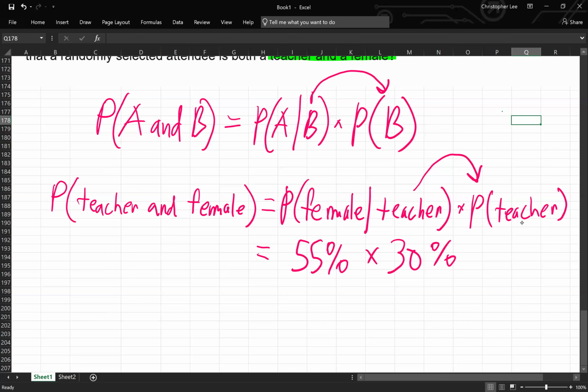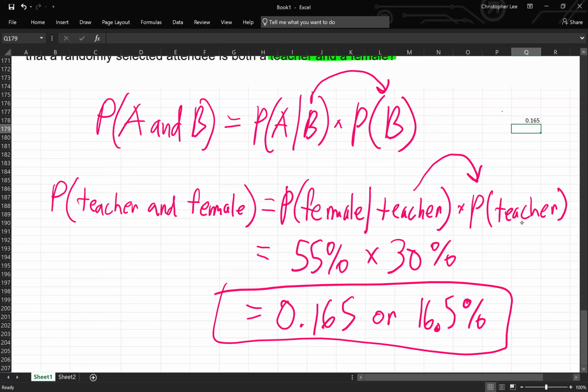I don't know what that is, multiplication wise. What's that? 0.55 times 0.3, something like that. So I got 165. Or if you want to give me 16.5%, I'll take that too. Any one of these two answers, I'll take. Your choice. 0.165, I'll take that as an answer.